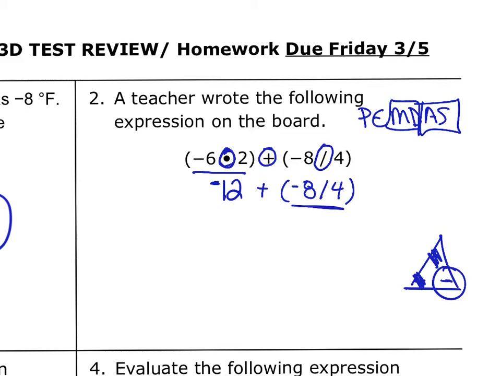Now I'm ready to keep going. I got another set of parentheses over here. So I'm going to bring down the negative 12 plus negative 8 divided by 4. Again, same thing. 8 divided by 4 is 2. But I do have to, again, refer back to my triangle. Because I have a negative and positive again, my answer is going to be negative. And then negative 12 plus a negative 2. My signs are the same. That means I'm going to add them and keep the sign.